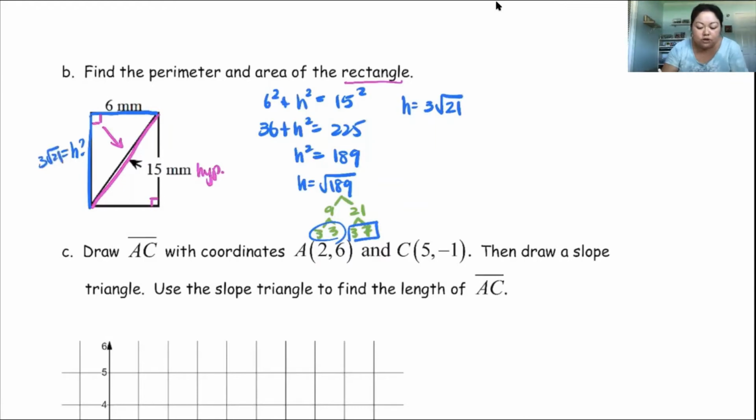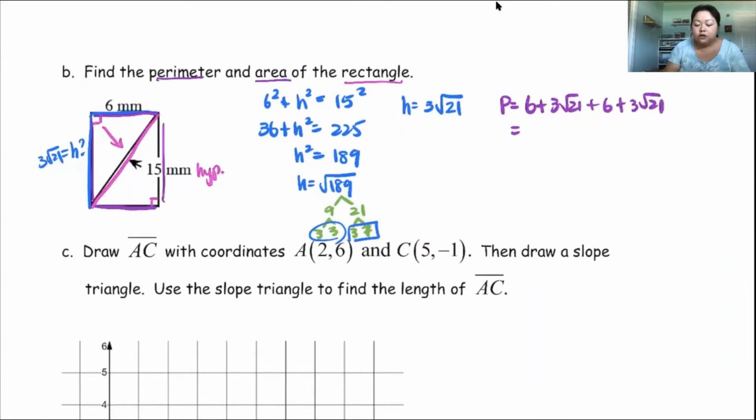Okay. Now let's answer the question. It wants perimeter and area. So the perimeter is around the whole shape. So you have a 6 millimeter plus 3 root 21, and another 6 millimeter down here, and another 3 root 21.